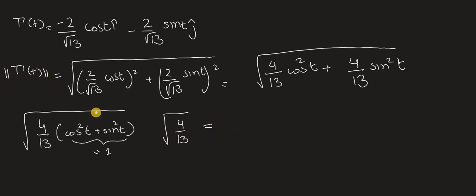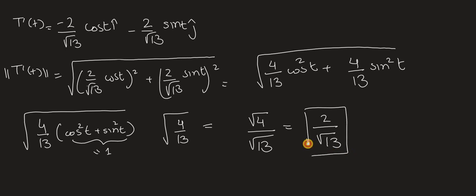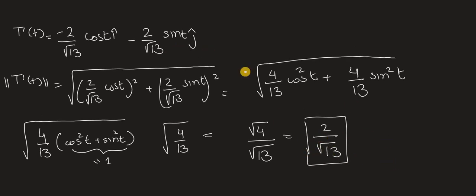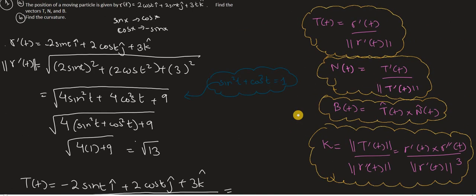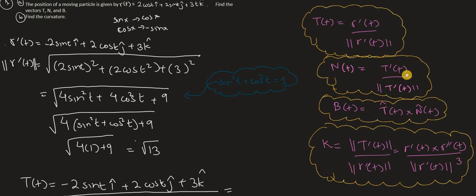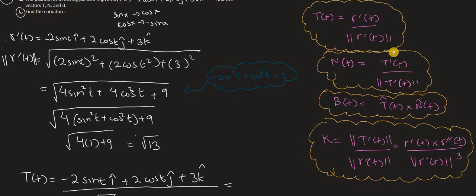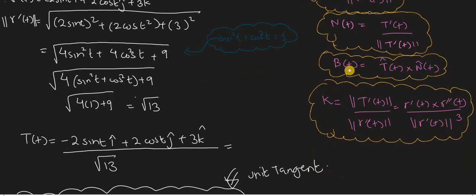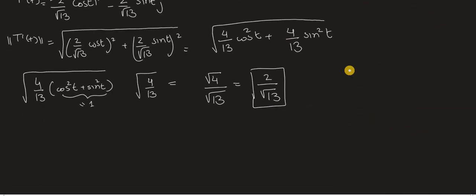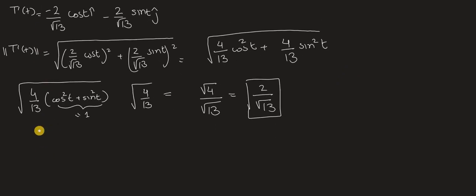So the magnitude of the derivative of the tangent vector is this, but we can simplify it further. This is the same as square root of 4 over square root of 13. And what's the square root of 4? We know it's 2. So it's 2 over square root of 13 simply. Now we have the two things that we needed for the normal vector, right? The derivative of the tangent vector and the magnitude of that derivative. If we divide these two, we're going to get the normal vector. So let's just divide these two.